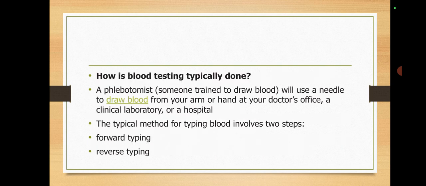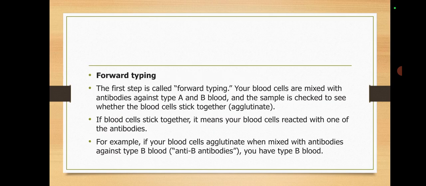How is blood testing typically done? A phlebotomist, someone trained to draw blood, will use a needle to draw the blood from your arm or hand at your doctor's office, a clinical laboratory, or a hospital. The typical method for typing the blood involves two steps: forward typing and reverse typing. Forward typing. The first step is called forward typing.